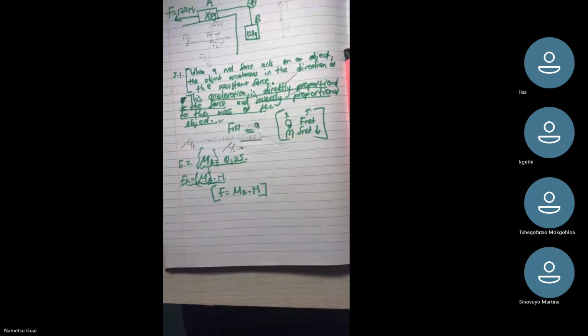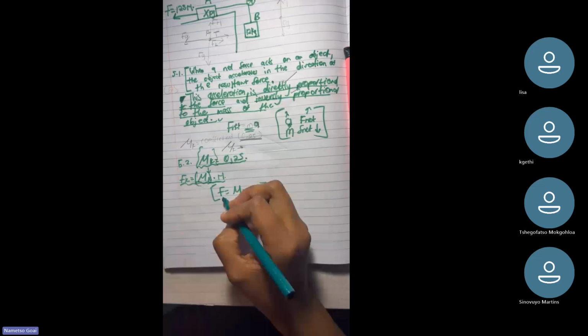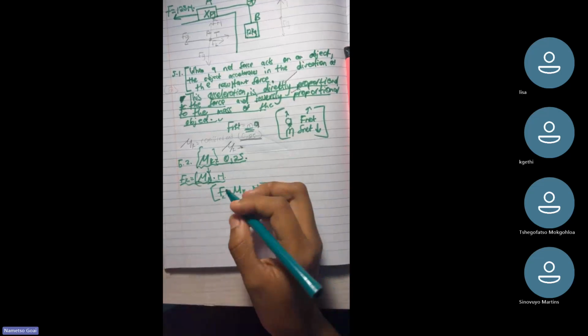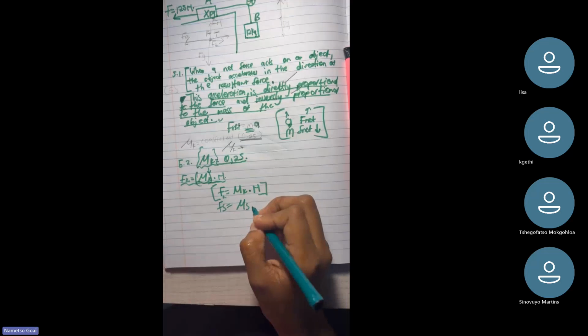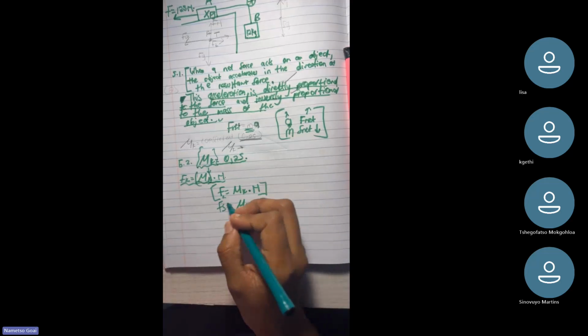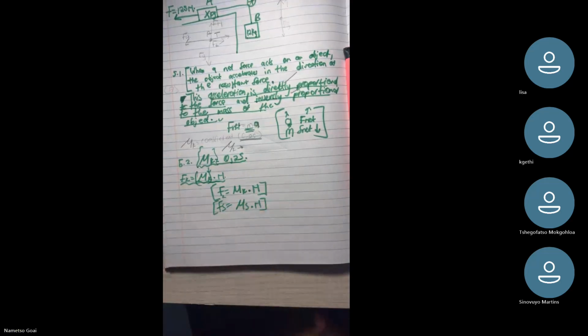Sorry. Do you understand now? Yes, ma'am. Okay. So if it's kinetic friction, it's just Fk. But if it's static friction, it'll be Fs equals mu s multiplied by N. Do you get it? Yes, ma'am. Okay, cool.